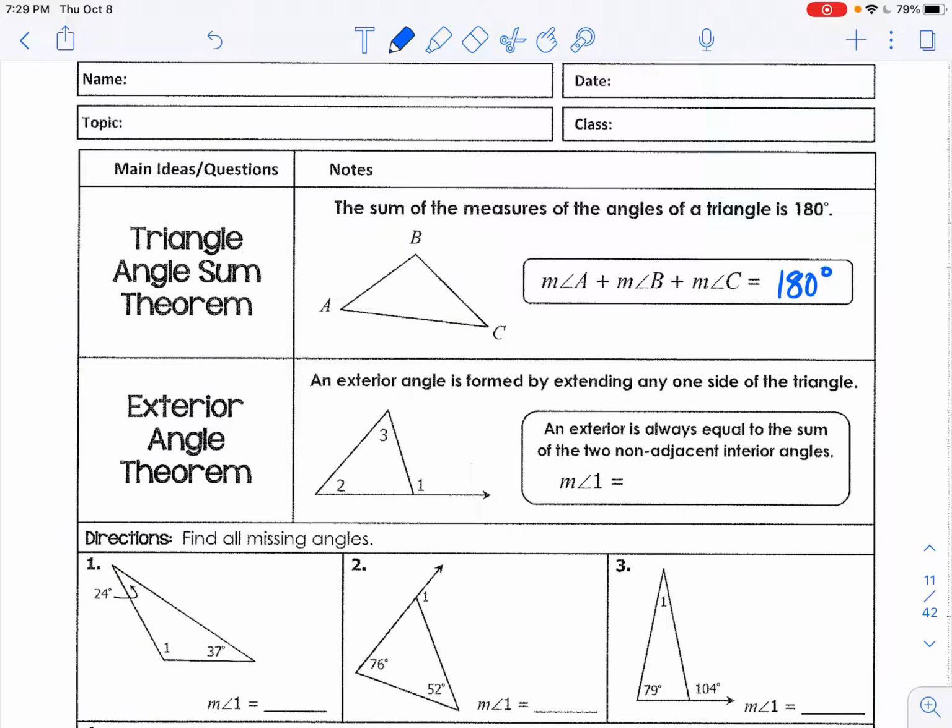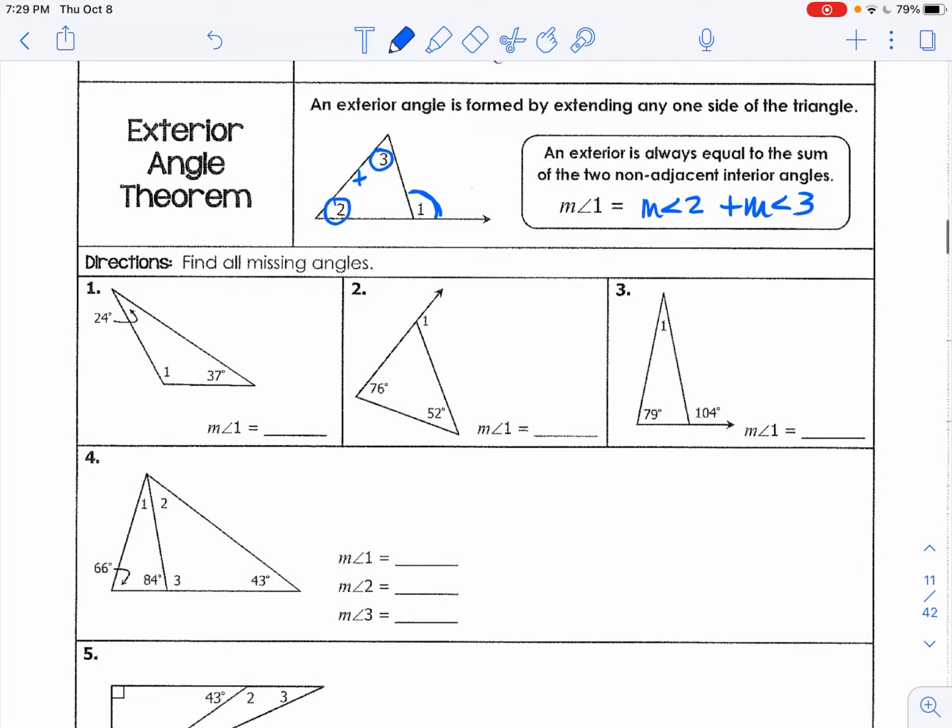The exterior angle theorem says that an exterior angle is formed by extending any one side of the triangle. An exterior angle is always equal to the sum of the two non-adjacent interior angles. So the measure of angle 1 is going to equal the measure of angle 2 plus the measure of angle 3. So this angle outside is equal to this guy plus this guy.